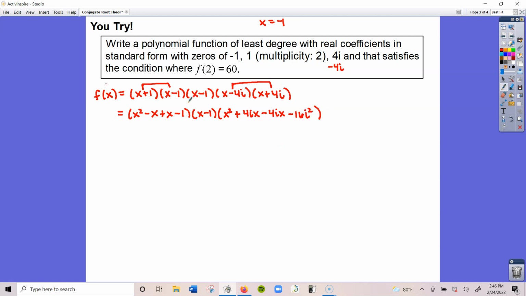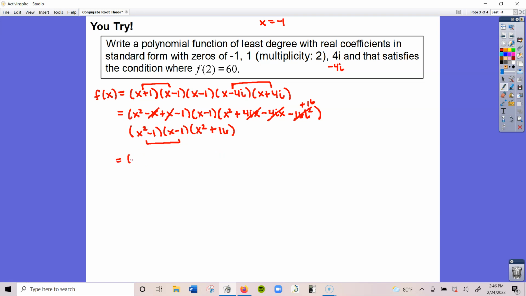Let's simplify these factors a little bit. Here, my x's will cancel, and I get x squared minus 1 times x minus 1 times x squared. These middle terms cancel out, and this negative 16i squared is negative 16 times negative 1, which becomes plus 16. So this is x squared plus 16. Now I'm going to go ahead and multiply these 2 together.